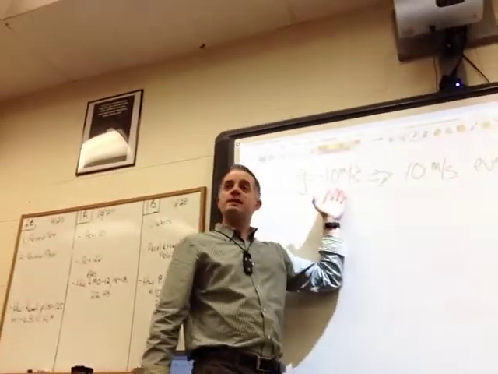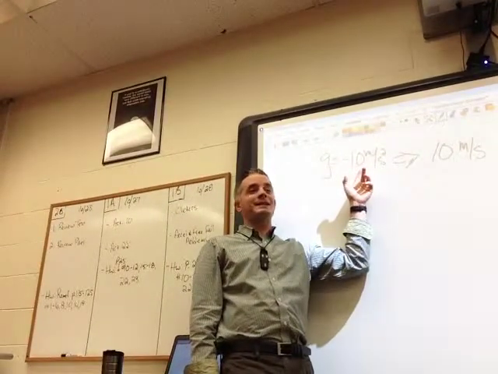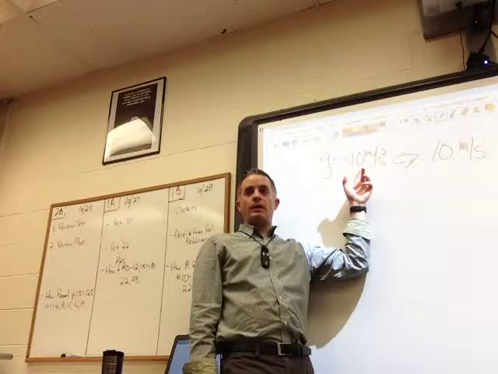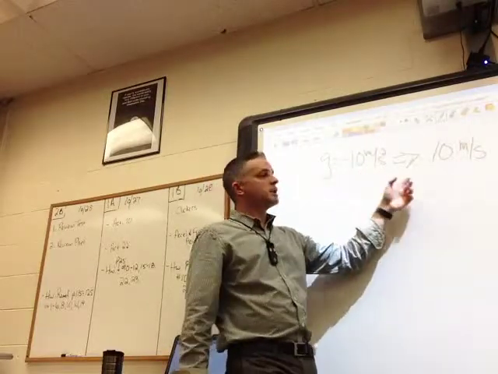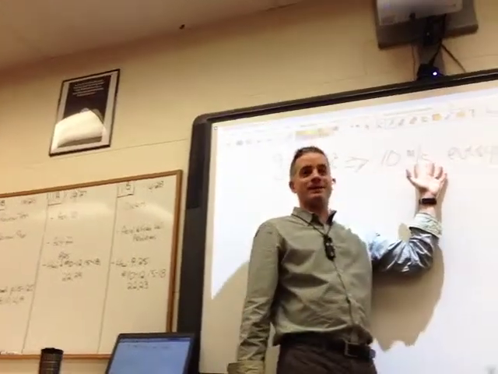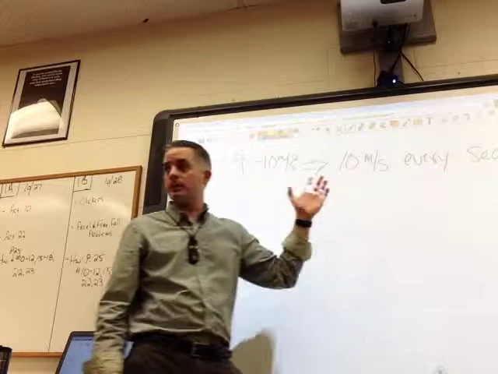Now, say we're on the moon. G on the moon is negative 1.67, right? So if it's 1.67, that means when you drop something, it's going to change its speed 1.67 meters per second every second. So it's going to fall more slowly.